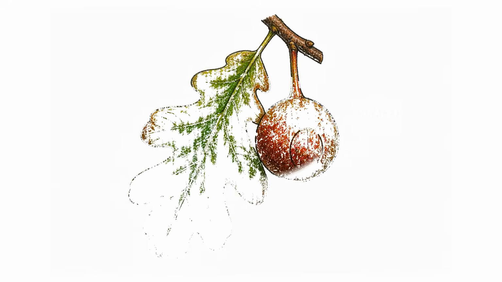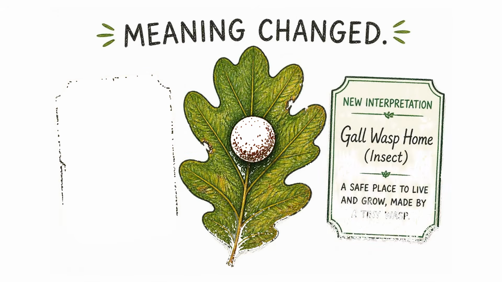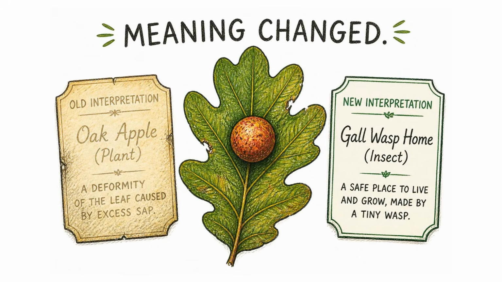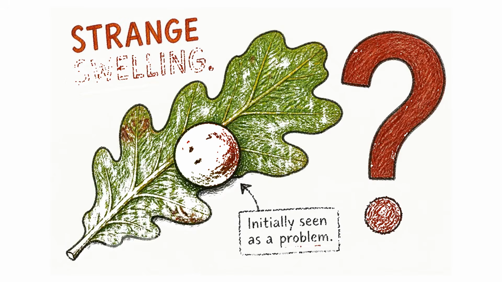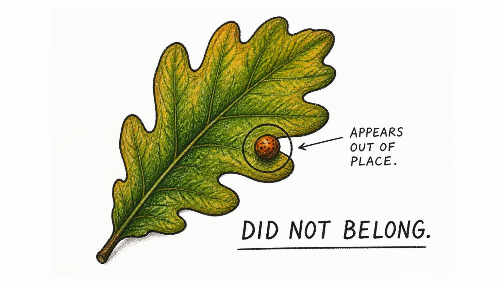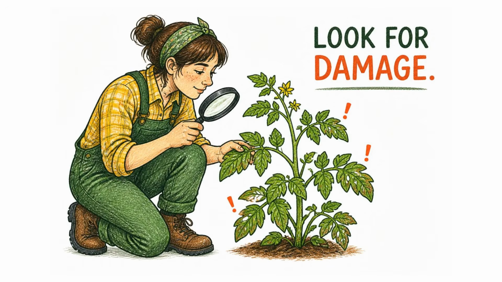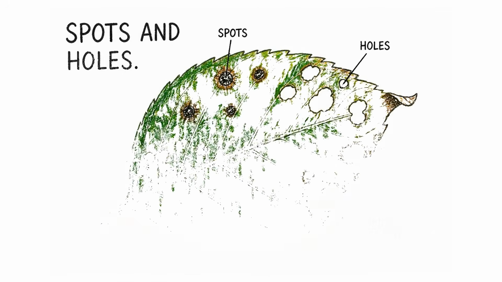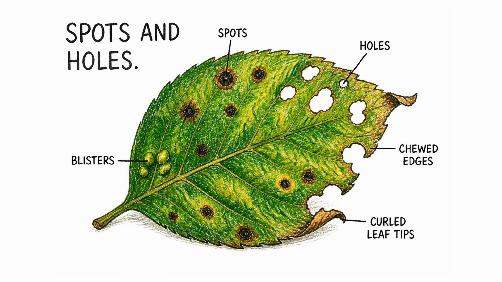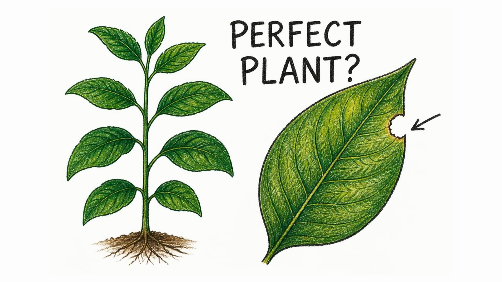The same oak leaf hangs in the light, and the round ball that first looked like a warning now sits there like a sealed door. It has not changed shape, but its meaning has changed completely. At the beginning, it was easy to see only a problem, a strange swelling, a blemish, a thing that did not belong, something to pinch between two fingers and remove before it spread. That reaction makes sense because gardens train people to look for damage, spots, holes, blisters, chewed edges, curled leaves, and anything that interrupts the clean idea of a perfect plant.